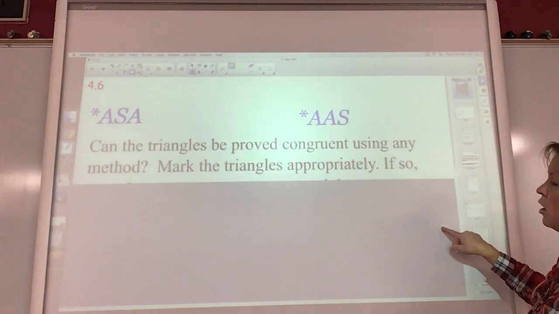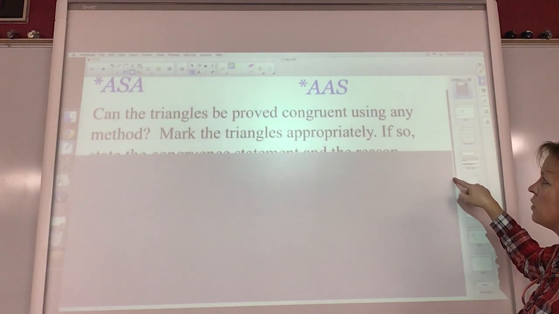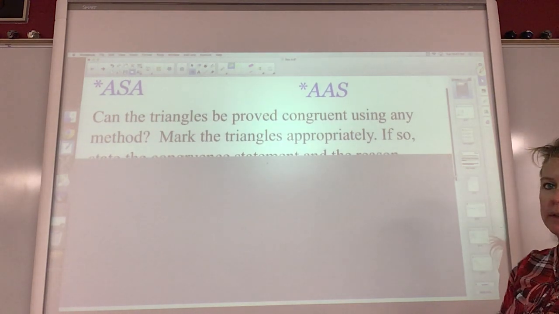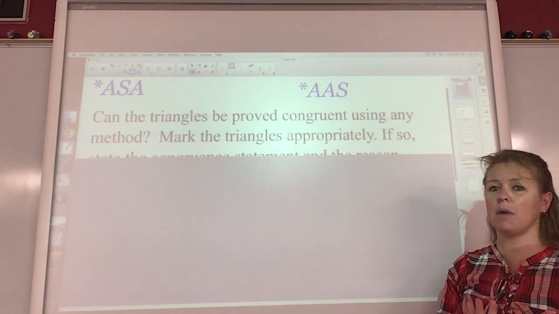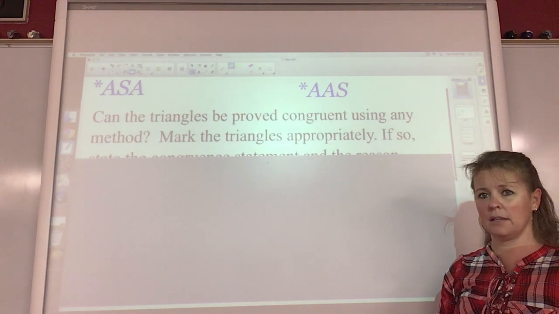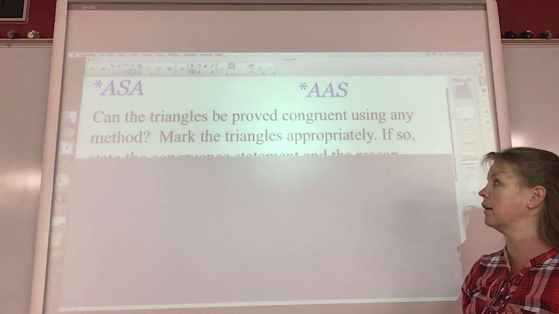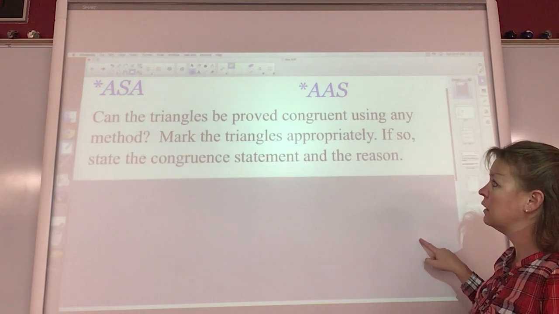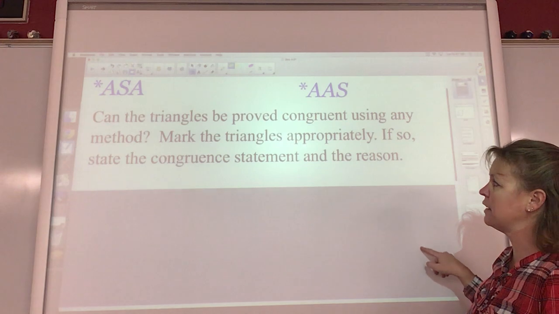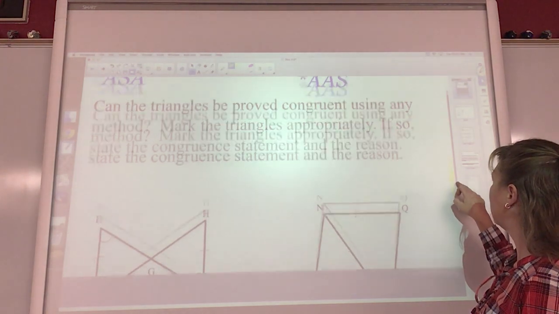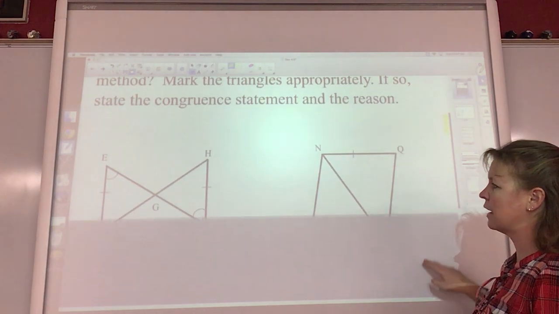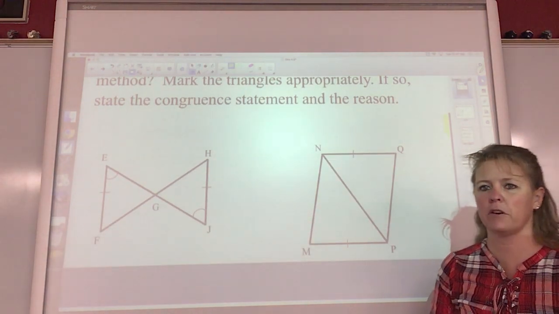So we'll start up here with the question, can the triangles be proved congruent? So we have to find out, can they even be congruent at all using any method? Side, side, side, side, angle, side, angle, side, angle, angle, angle, side, HL. If so, we have to state the congruent statement and the reason. Go take a look at your first one.